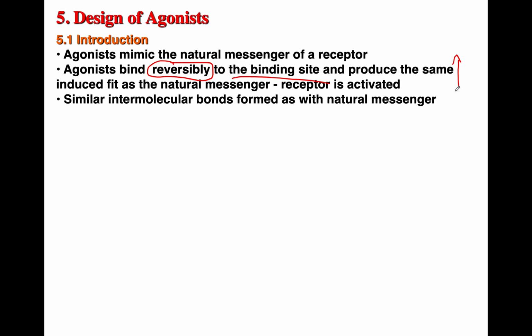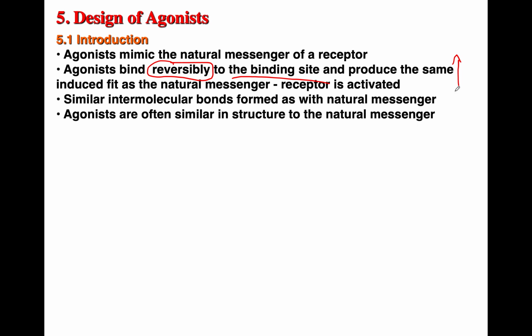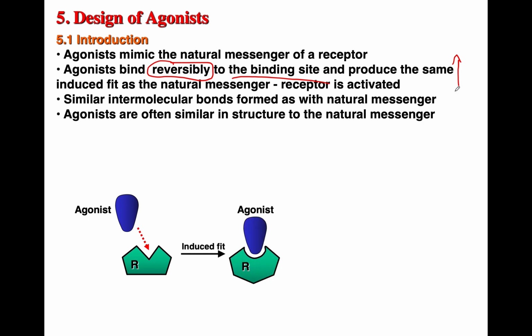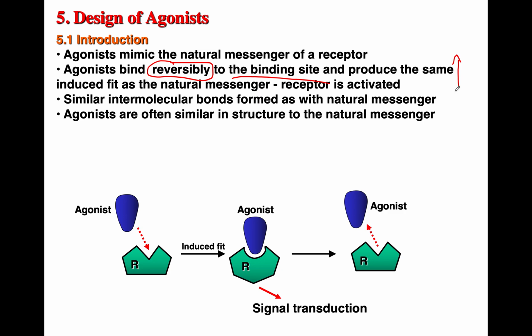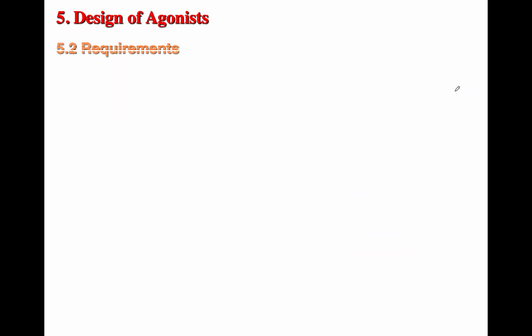Similar intermolecular bonds are formed as with a natural messenger, and they're often similar in structure to that natural messenger. If they're not similar in structure, they at least have the functional groups that can interact with the same types of binding region that the natural messenger would have bound to. This is an image that we've used often in this class about how the agonist comes in and binds. So it really mimics what the endogenous ligand would have done.